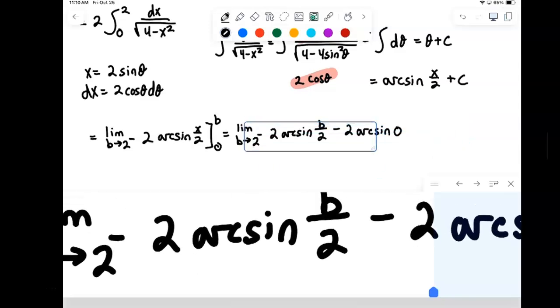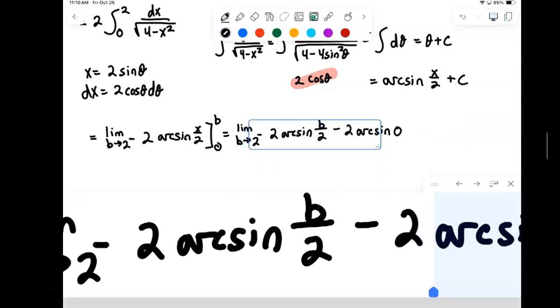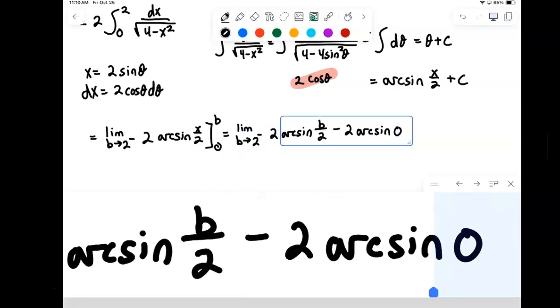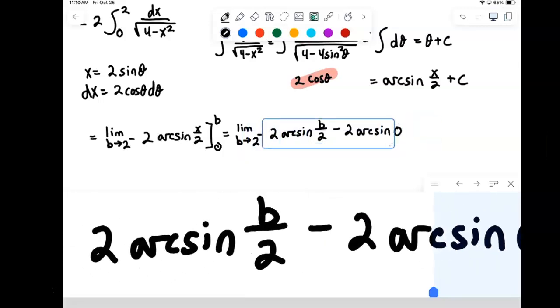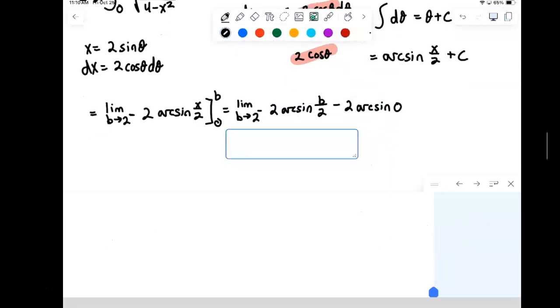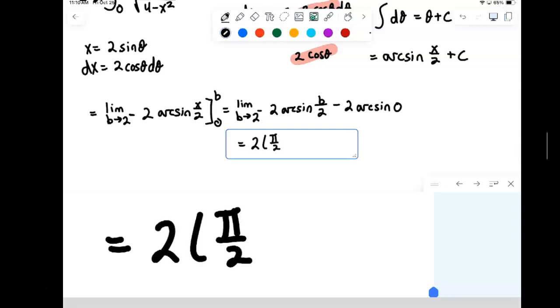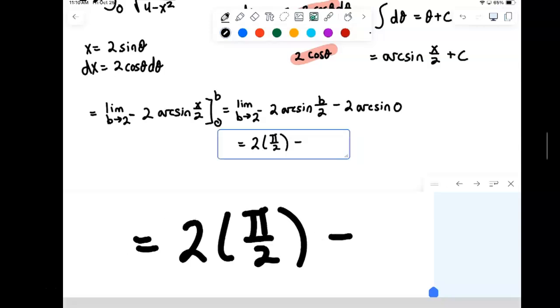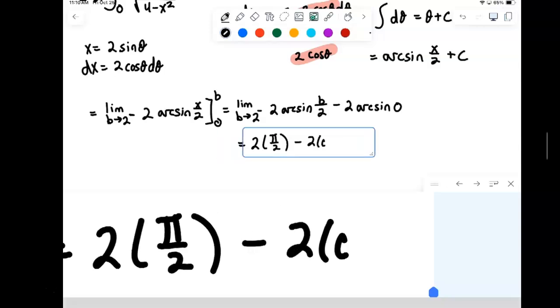And what do we know? As b approaches 2, it's going to be arcsine of 1. What's arcsine of 1? That's actually something we can compute. Arcsine of 1 is just pi over 2. So that's going to be 2 times pi over 2 minus arcsine of 0, which is just 0.